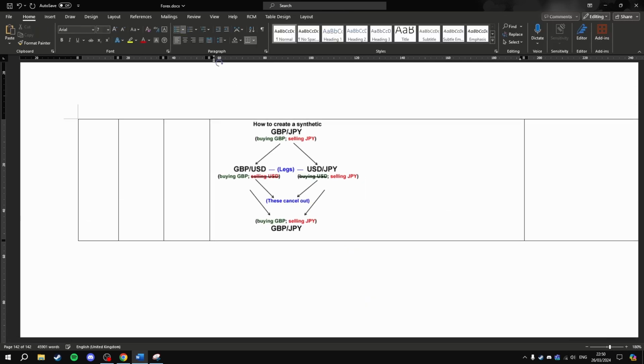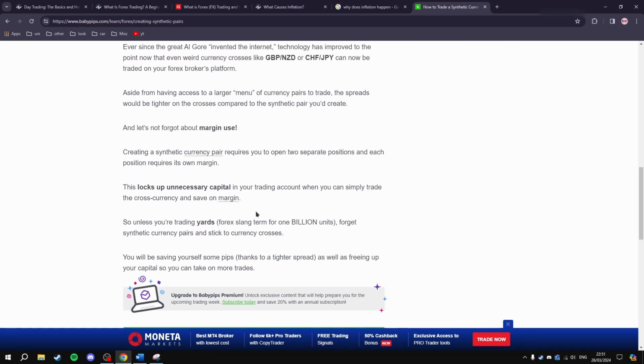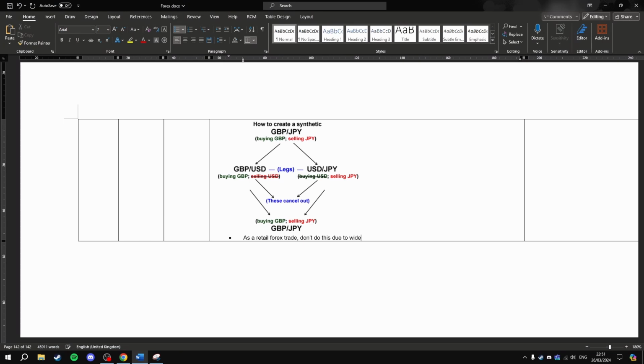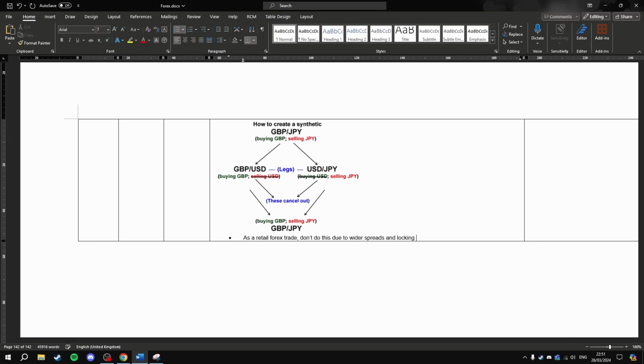But as a retail forex trader, don't do this due to wider spreads and locking up unnecessary capital. Wider spreads and locking up unnecessary capital.